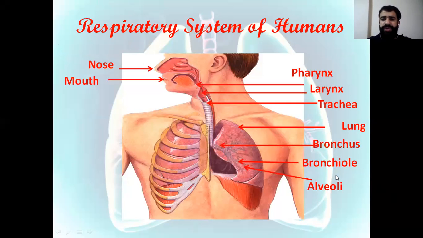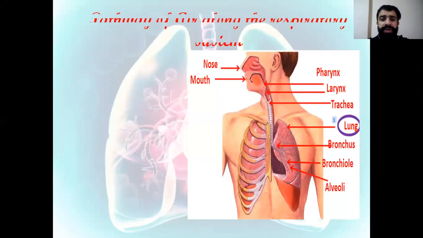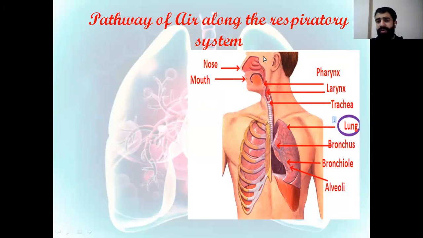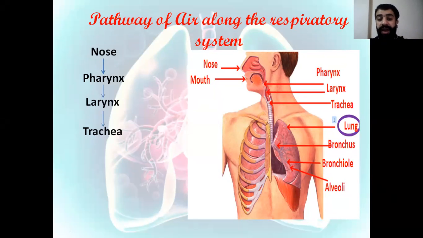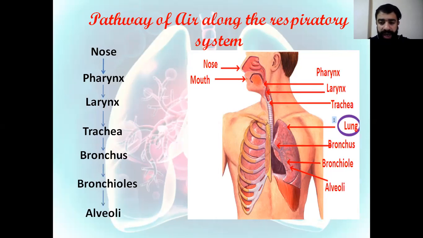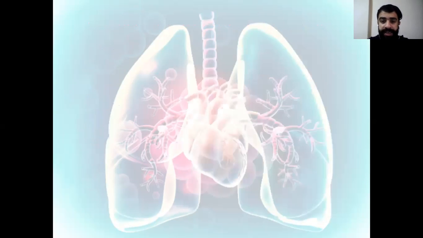All of you know about the respiratory system in humans. We said the most important organ is the lungs. The air pathway in the respiratory system includes first the nose, then the pharynx and the larynx, then the trachea, the bronchus, the bronchioles, and finally the alveoli, which are also called the air sacs.